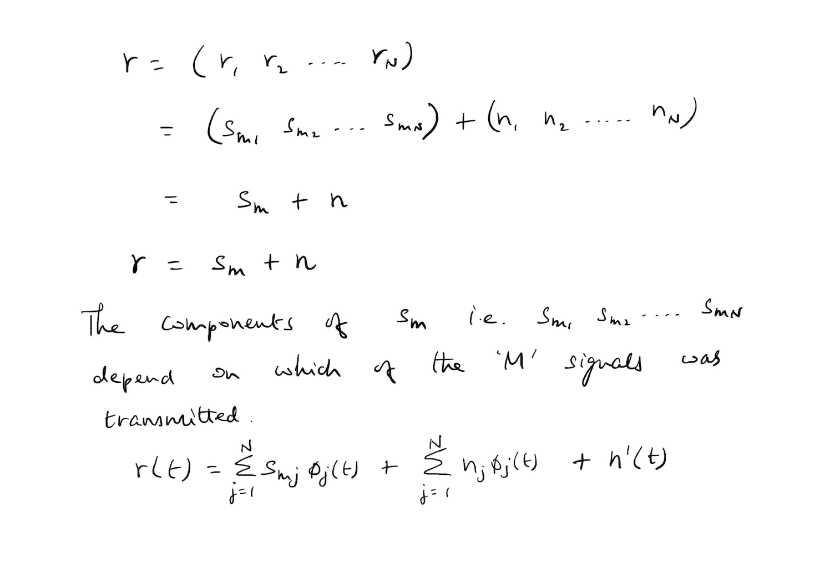as we see more clearly in these equations here. So the vector R, which denotes the vector representation of the received signal r of t, is a vector of length n, which is nothing but the sum of the vector representation of the transmitted signal, which is of length n, and the vector representation of the noise signal n of t.